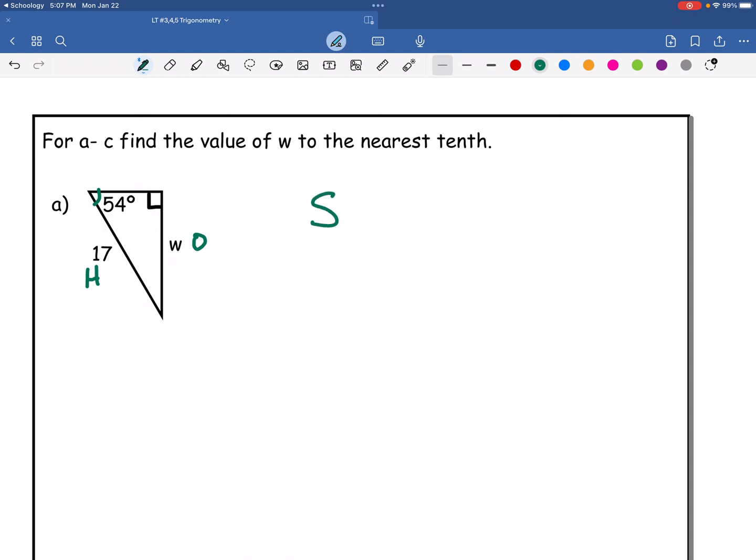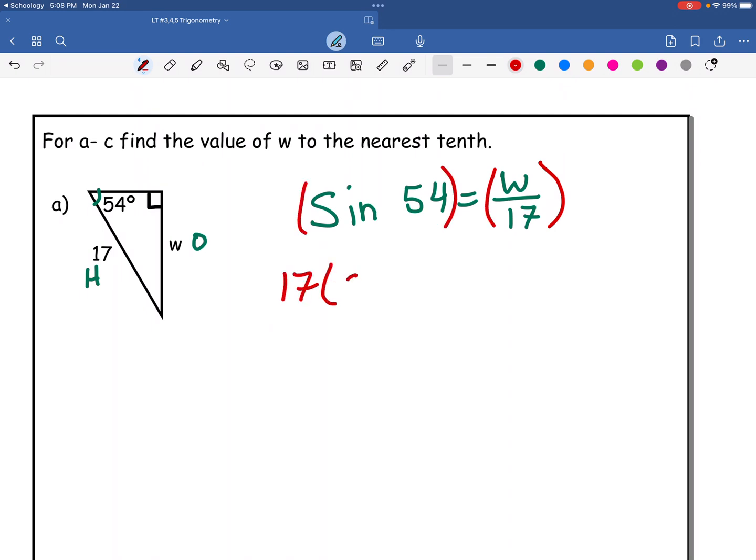Sine. So we do the sine of the angle equals the ratio of sides, opposite over hypotenuse. And to solve this then, we're going to multiply both sides by 17. So we get 17 times sine of 54. And that's because if I multiply this side by 17 and this side, the 17's cancel.